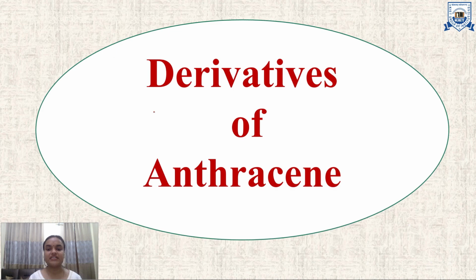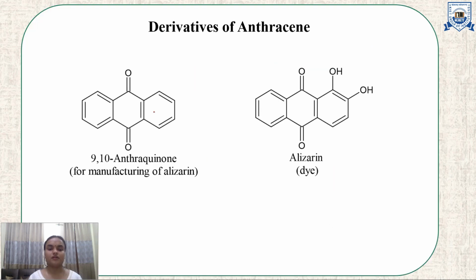Now let's see the derivatives of anthracene. These are a few derivatives of anthracene. One is 9,10-anthraquinone. This 9,10-anthraquinone is used for the manufacturing of a dye known as alizarin. So anthracene is first converted into anthraquinone, which is then converted into alizarin. Alizarin is a dye. So these are the two structures.